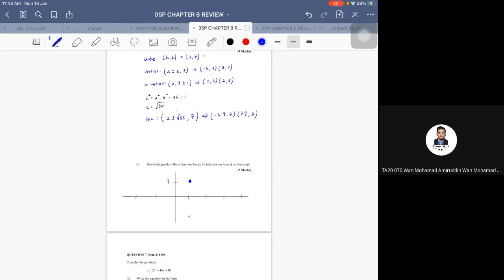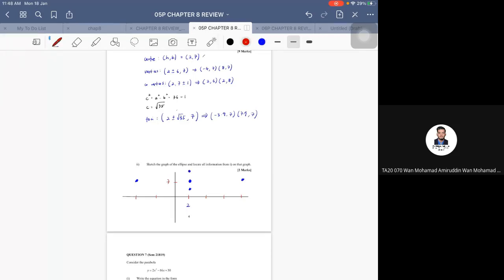So vertices dia dekat negatif 4, 7. So it's going to be on this side. On the other side, I'm going to have 8, 7. Agak-agak jarak dia kena sama. And then co-vertices dekat 2, 6. So this 2, 6 is going to be somewhere down here. And dia punya upper part adalah 2, 8. So that is going to be my ellipse.